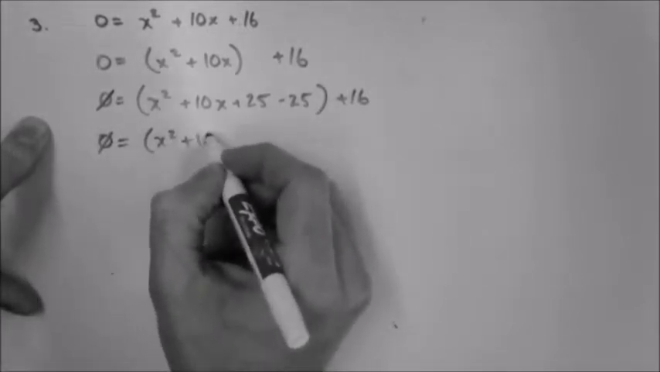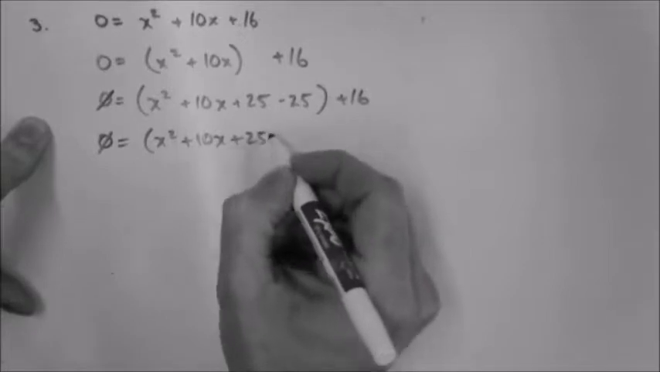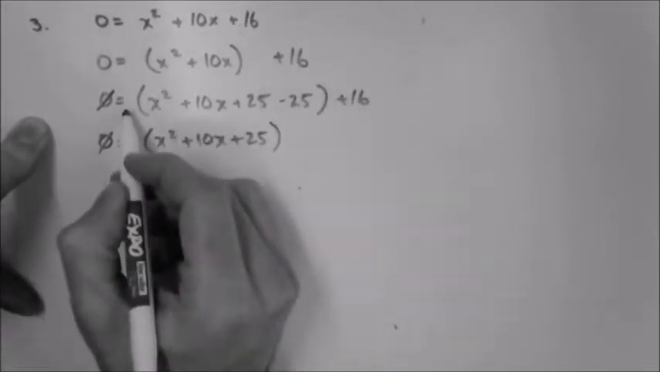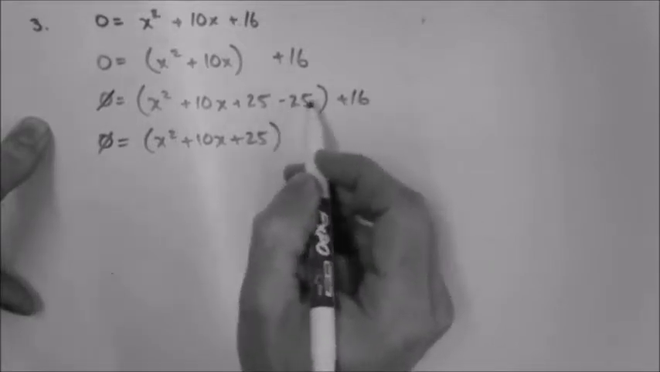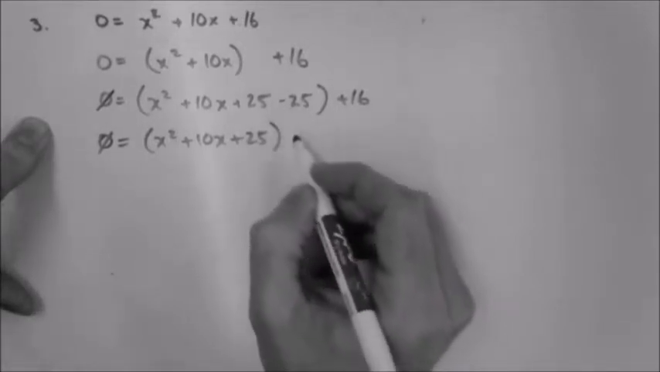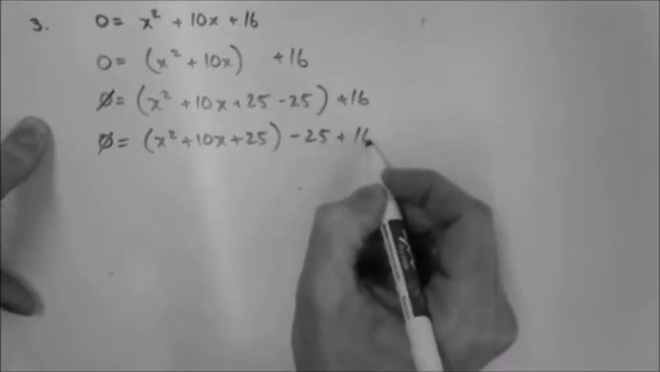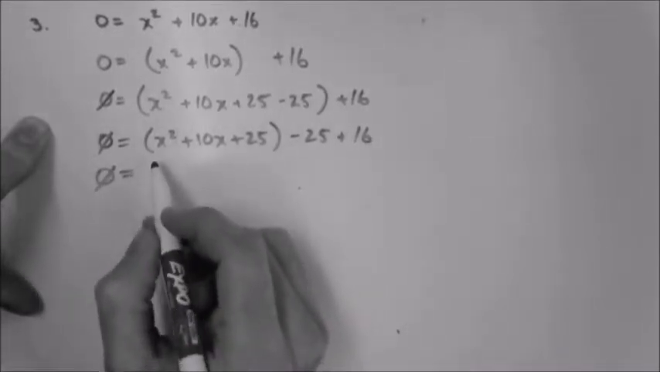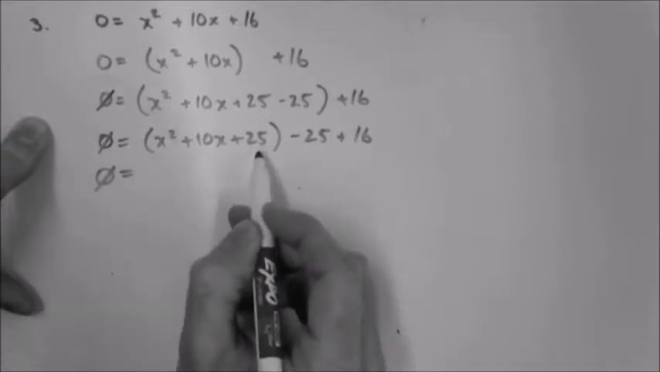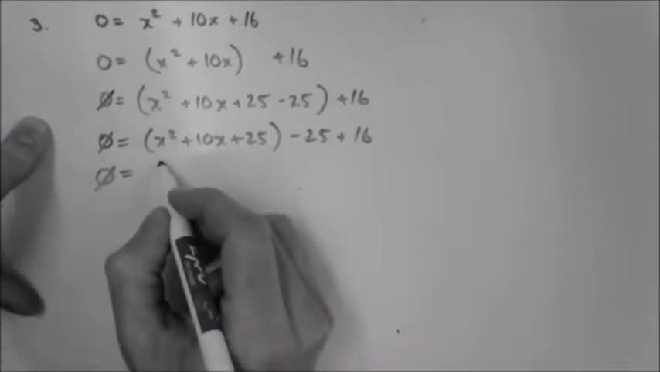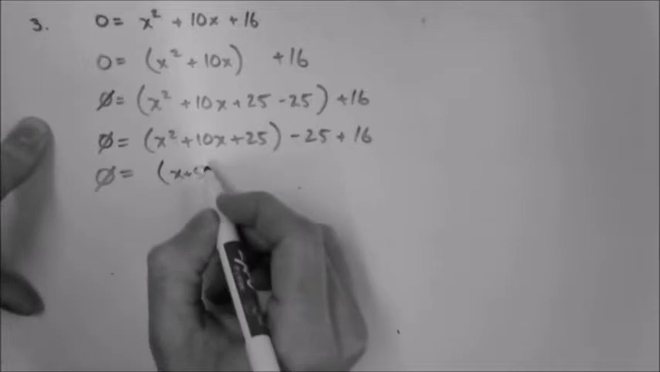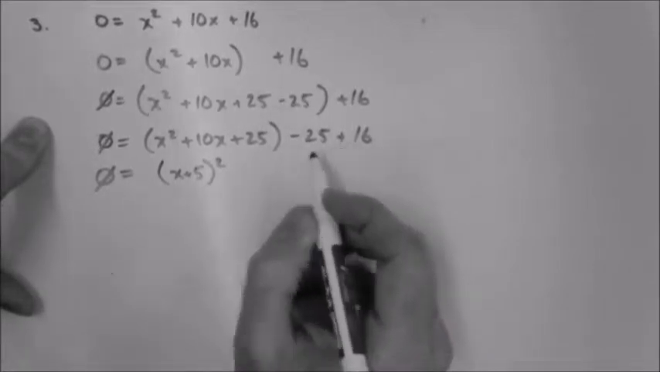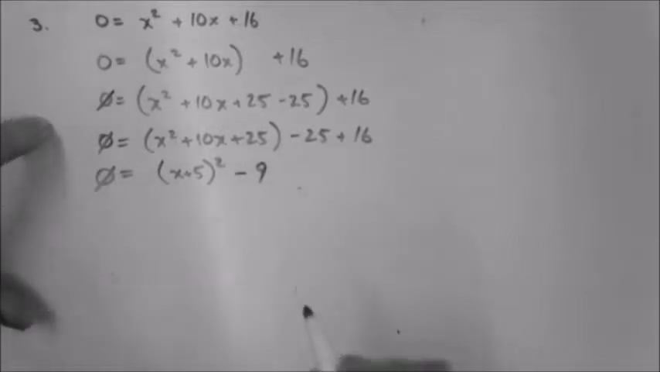Well, now, because I want to be left with a perfect square trinomial, I can get negative 25 outside of the bracket. It's not being multiplied by anything, so it's fair just to move it over. Negative 25 plus 16 on the outside. And then I'm going to do these last two steps in one. Here I have my perfect square trinomial, which reduces to a squared binomial, x plus 5 squared. And on the outside I have negative 25 plus 16, that's going to be negative 9.